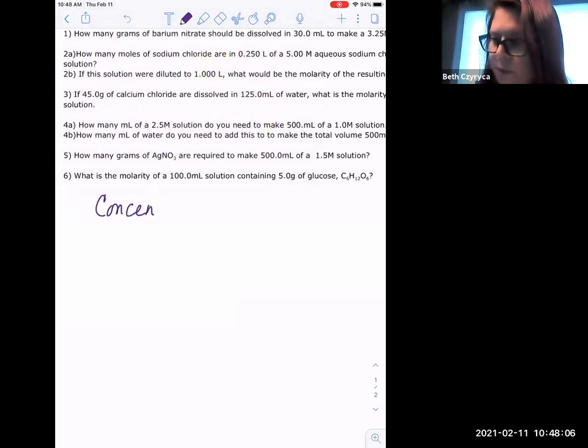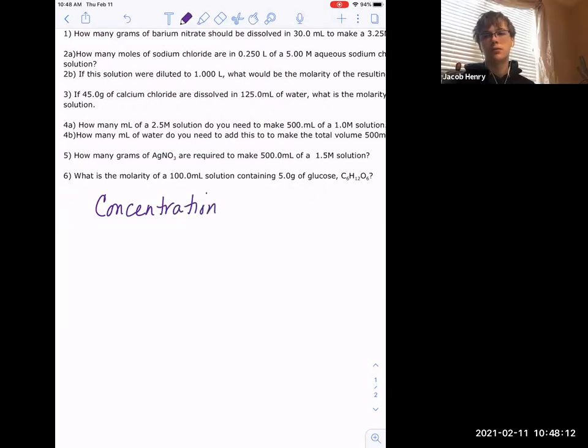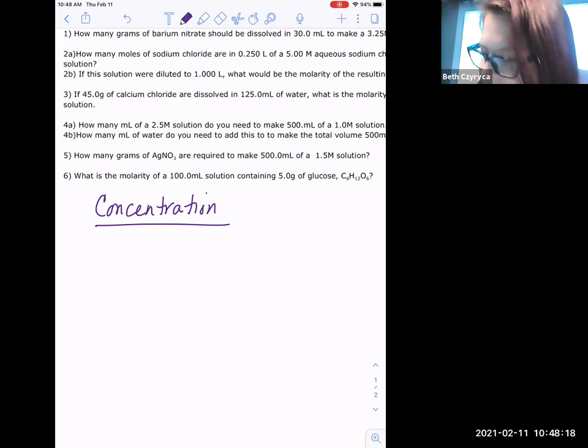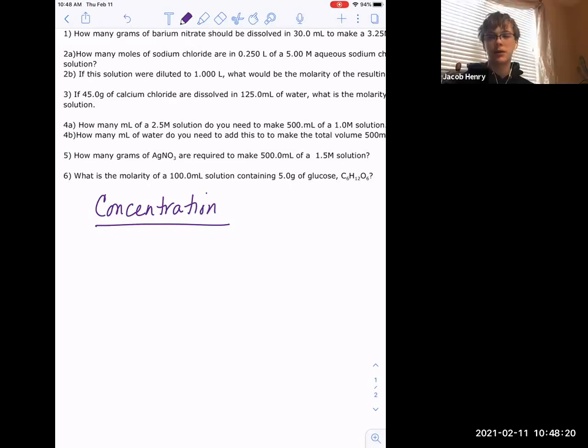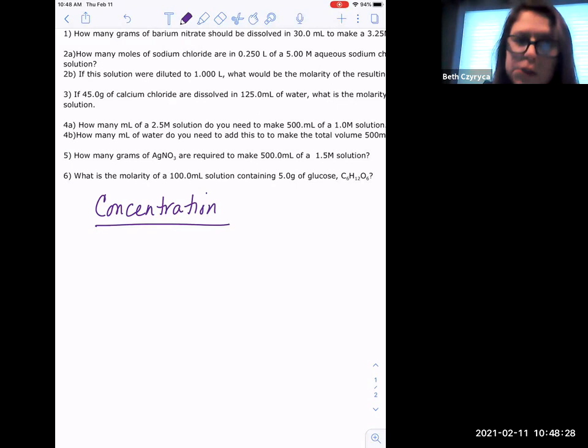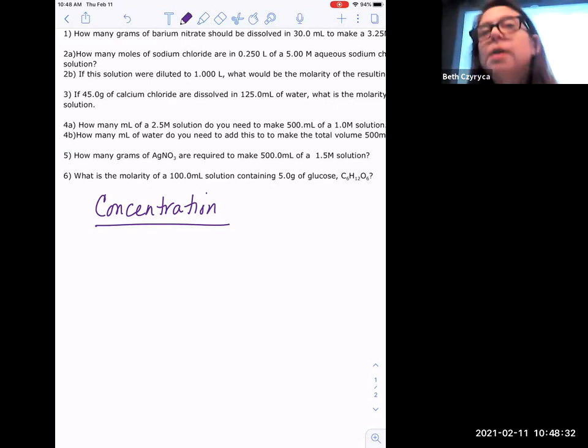What's the difference between putting half the packet and the whole packet in the water? Concentration. What does that mean? It might be how diluted the substance is. Right. So we're talking about how strong or how dilute something is. And that's what molarity measures, the concentration. Okay.